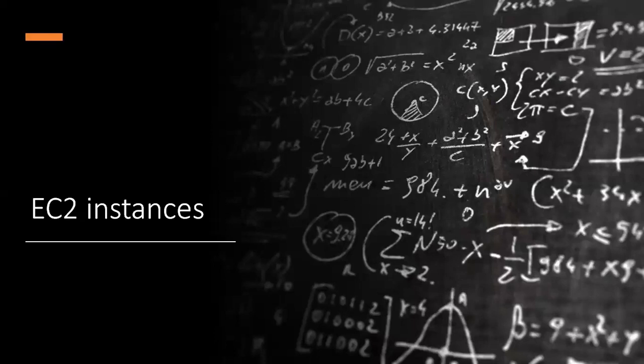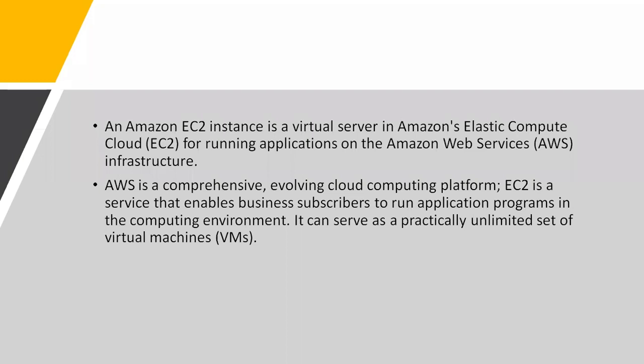EC2 instances. An Amazon EC2 instance is a virtual server in Amazon's Elastic Compute Cloud, EC2, for running applications on the Amazon Web Services. AWS is a comprehensive, evolving cloud computing platform. EC2 is a service that enables businesses and subscribers to run application programs in the computing environment. It can serve as a practically unlimited set of virtual machines.